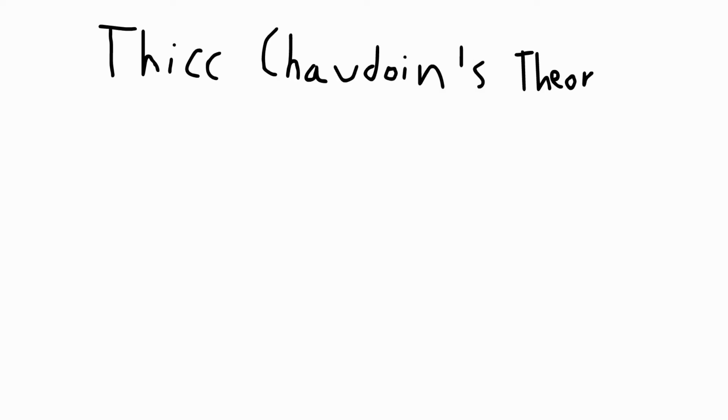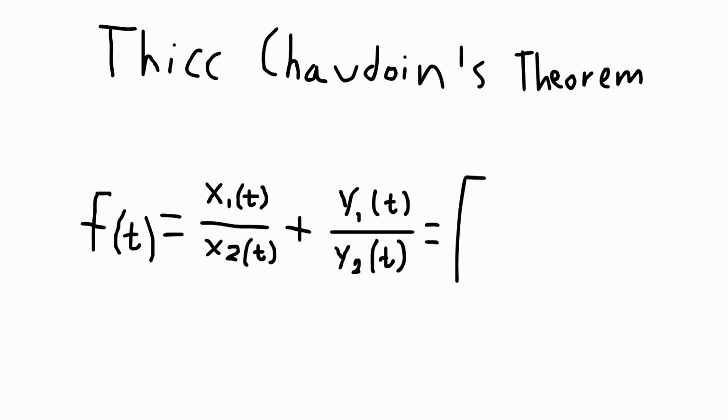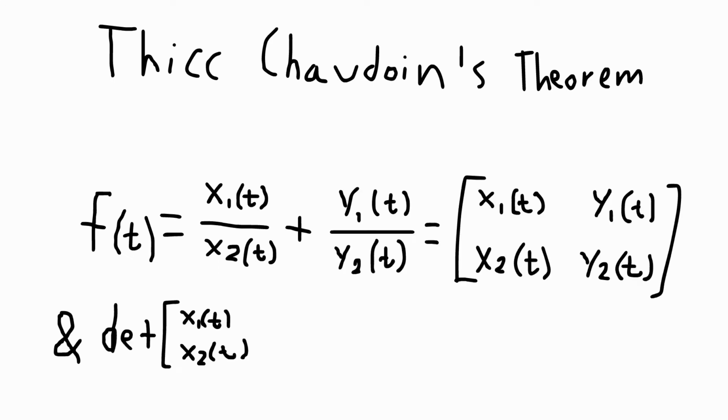Chaudon's theorem states that given some function f of t, where f of t is composed of fractions, f of t may be rewritten as a Chaudon matrix such that the determinant of the Chaudon matrix is equal to 0.